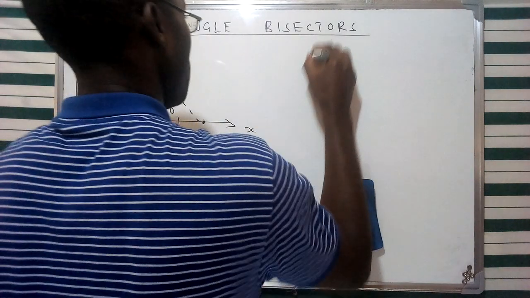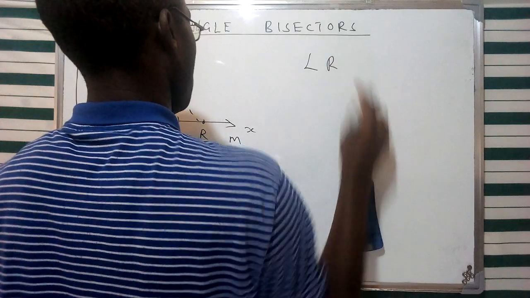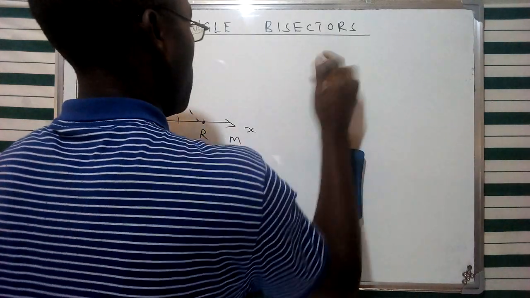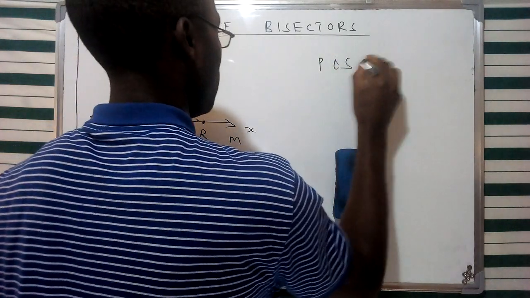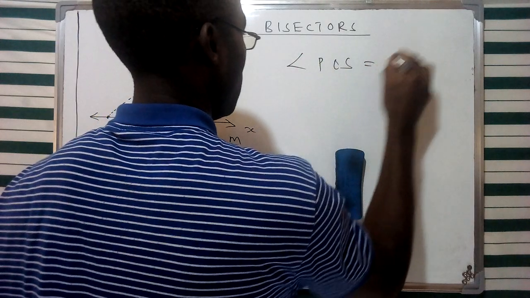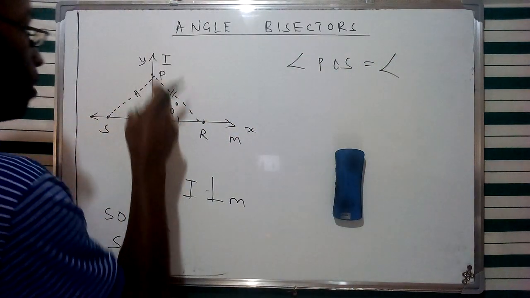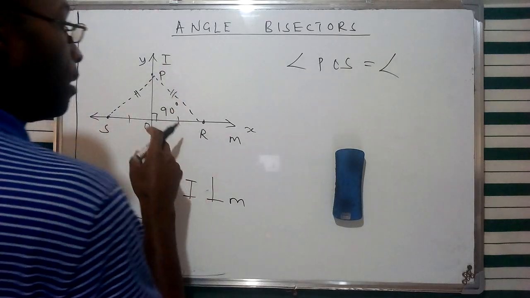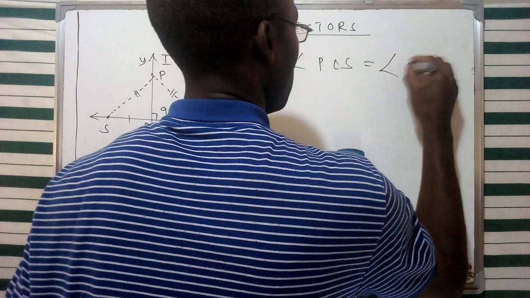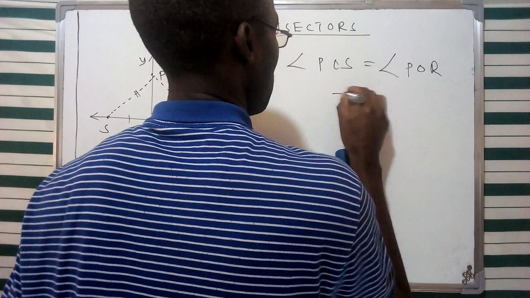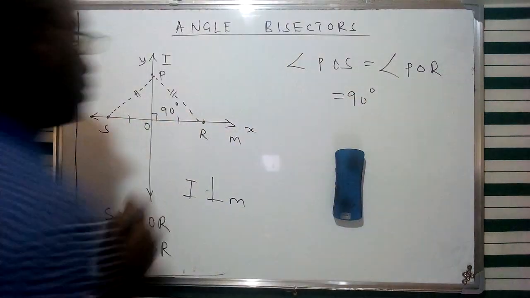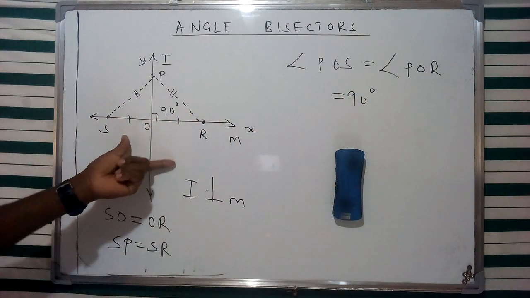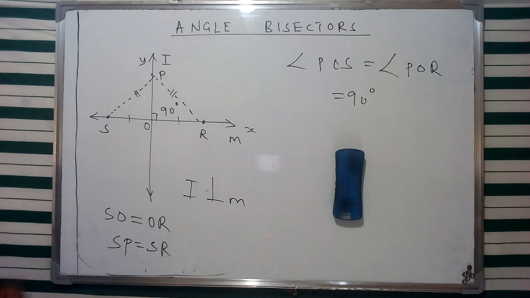And then we said that we can give other characteristics of perpendicular bisectors, whereby angle POS is going to be equivalent to angle POR, which are both going to be 90 degrees. So this describes the perpendicular bisector insofar as lines are concerned.